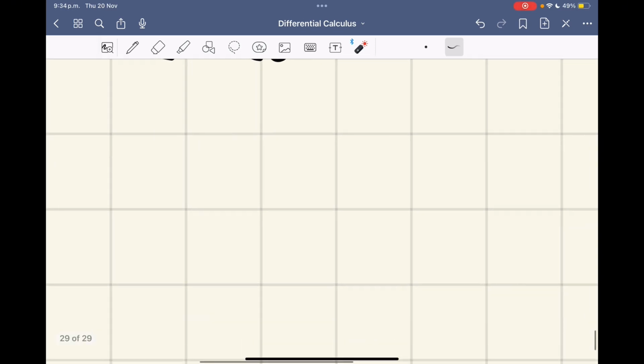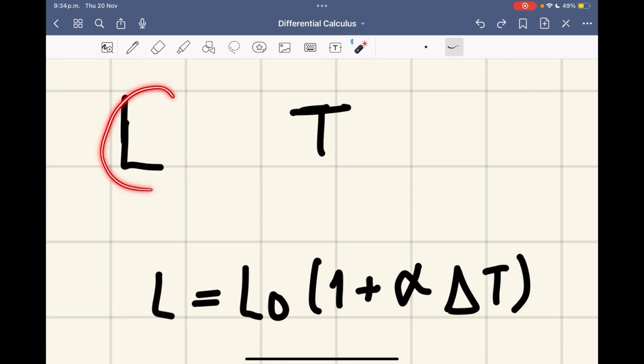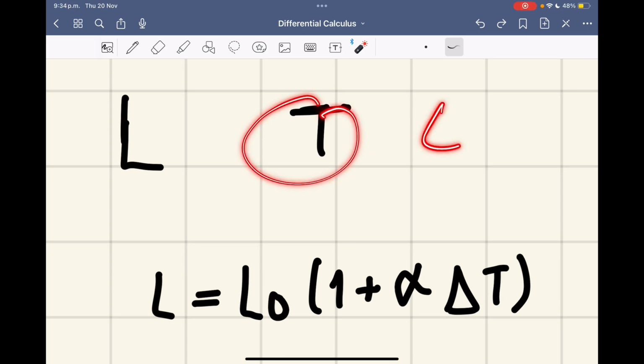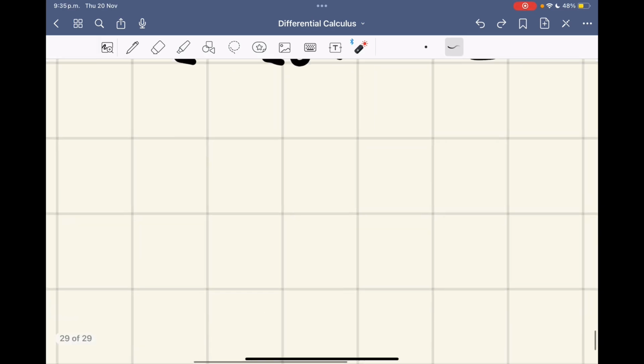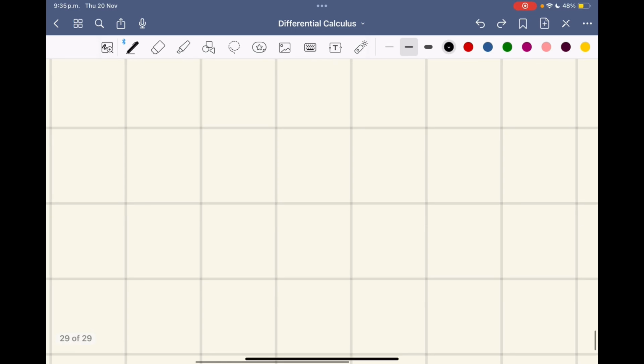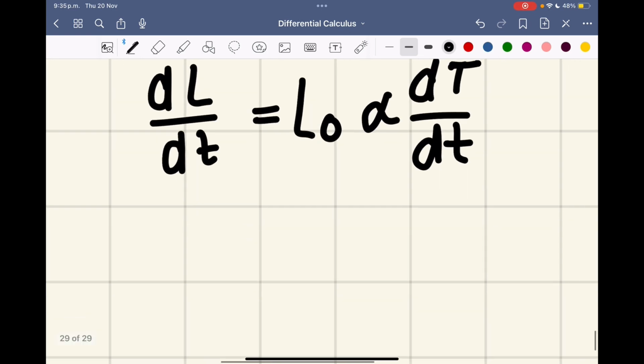Now, since length depends on temperature and temperature depends on time, we use the chain rule to link them. So the derivative simplifies the main formula into this one that we have right here.